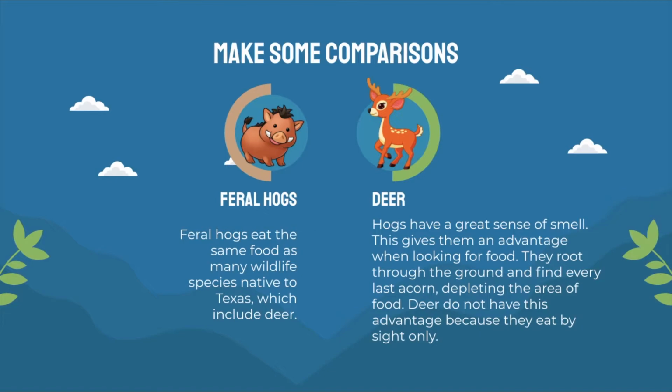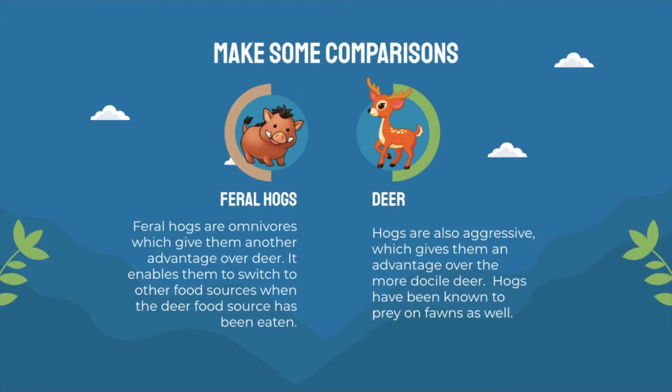Now let's make some comparisons. Feral hogs are an invasive species, and deer are native species. Feral hogs eat the same food as many wildlife species native to Texas, which include our deer. Hogs have a great sense of smell. This gives them an advantage when looking for food. They root through the ground and find every last acorn, depleting the area of food. Deer do not have this advantage because they eat by sight only.